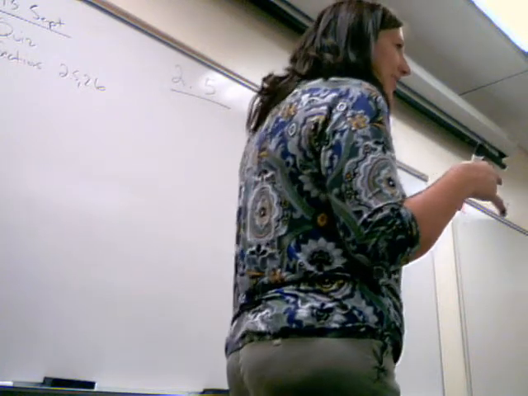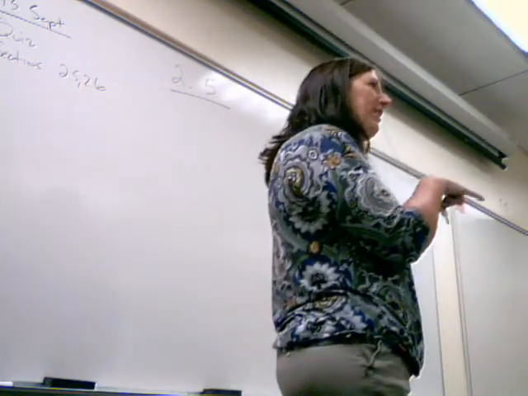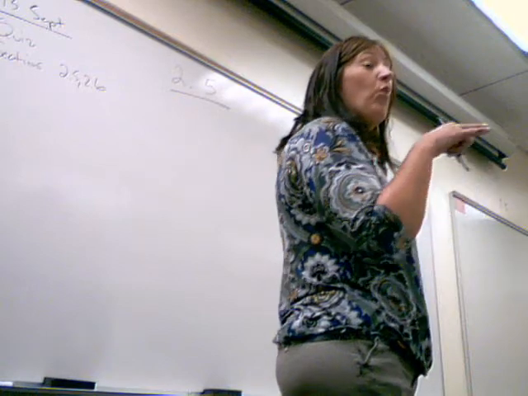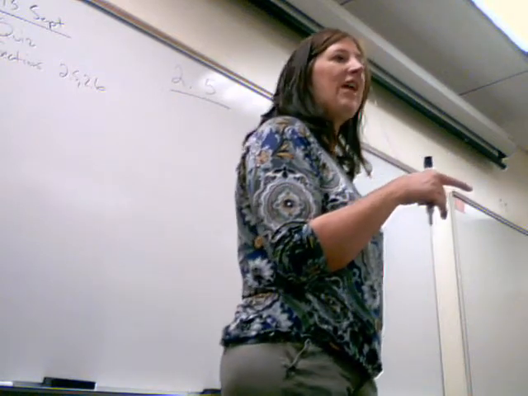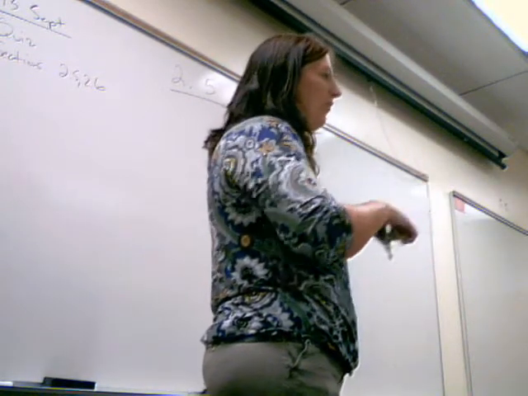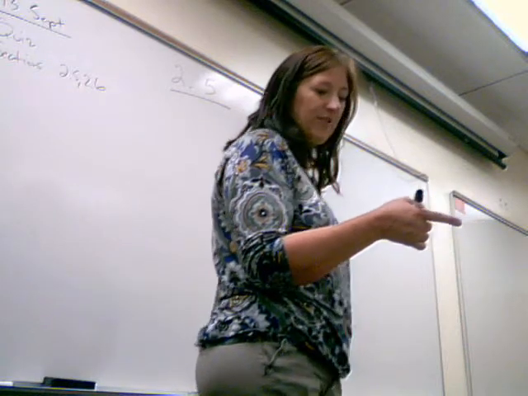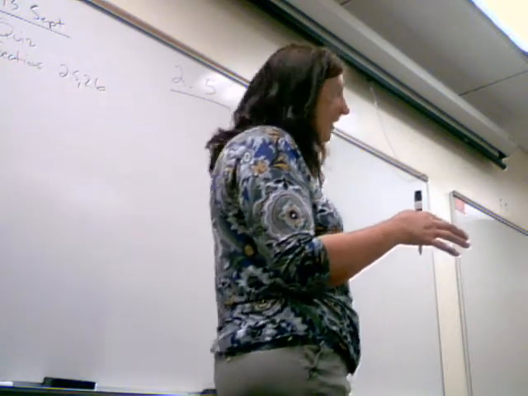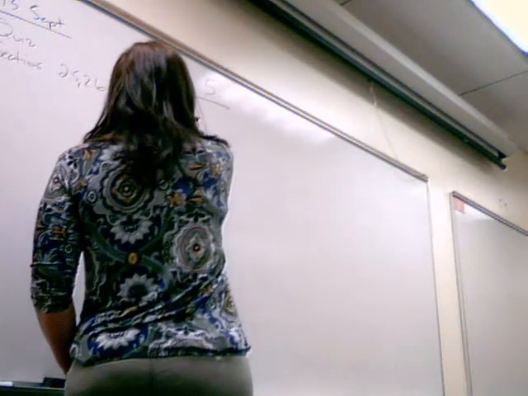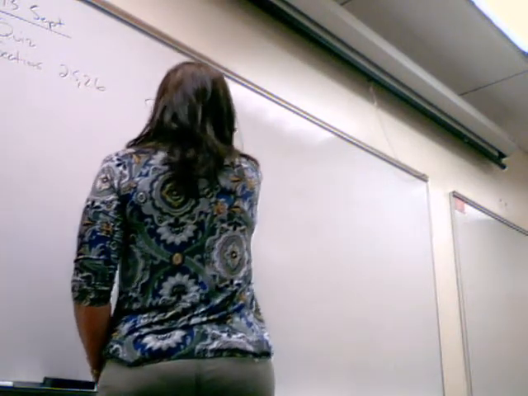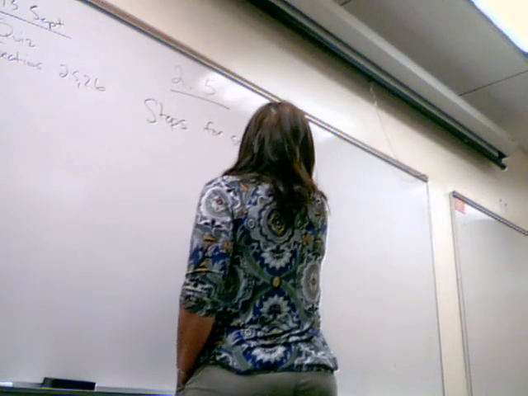The only difference is in 2.4 you were working with your variable only on one side of the equation. Today we're going to do it where your variable is on both sides. That's going to be the difference, okay? So just a little bit more complicated, but not too bad. So let's just kind of go over what the steps were for solving your equations.